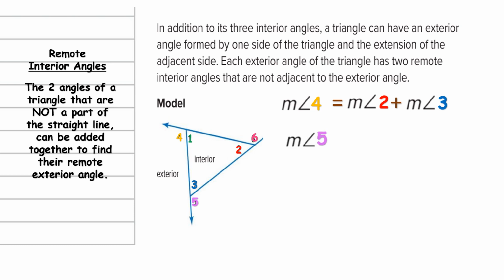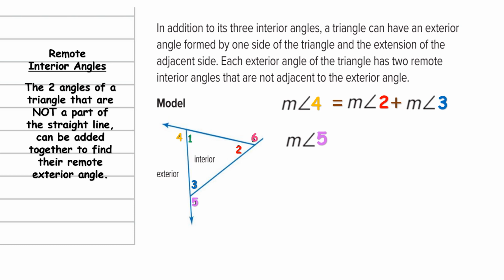Well, if I look at the measurement of angle 5 down there at the bottom, we're going to do the same thing. I can see that if I knew the measurement of angle 3, it's connected to angle 5. That makes a straight line that's 180 degrees.